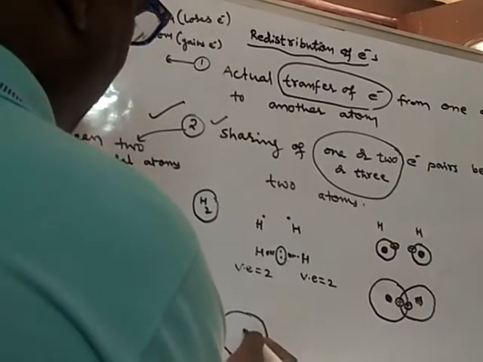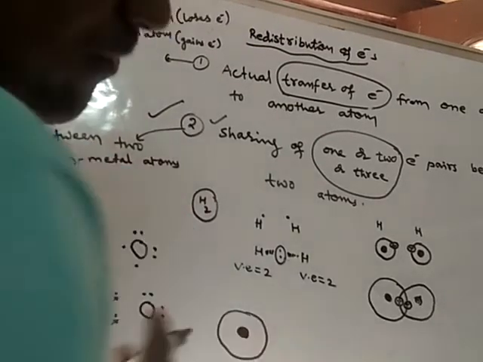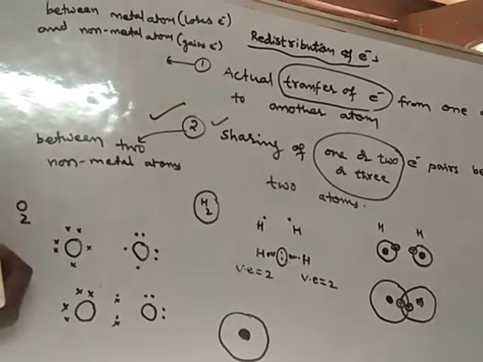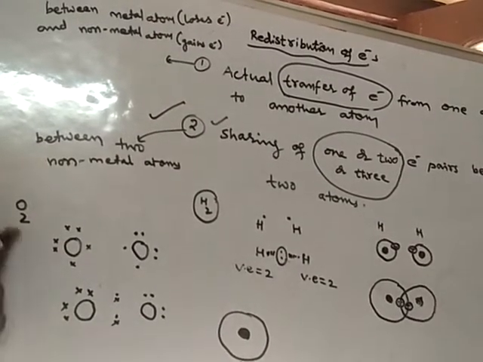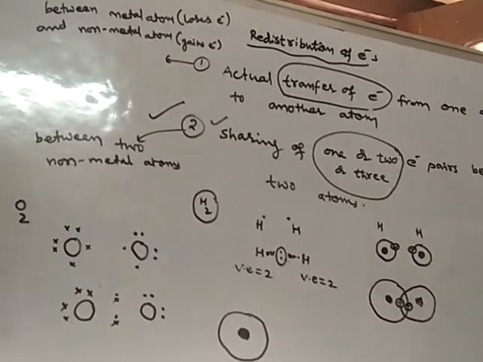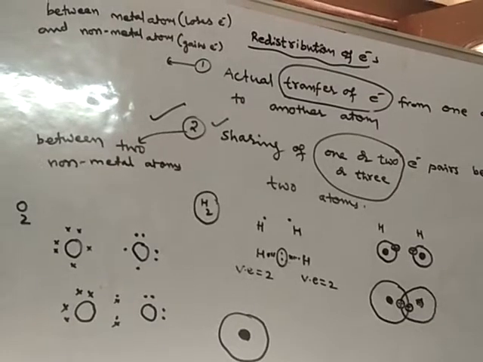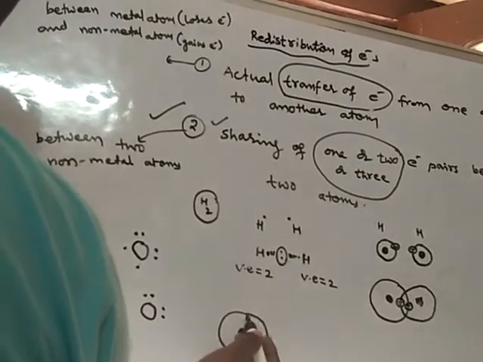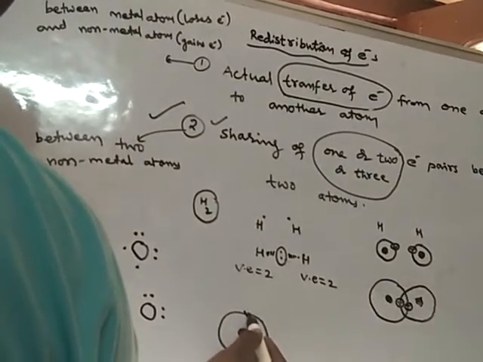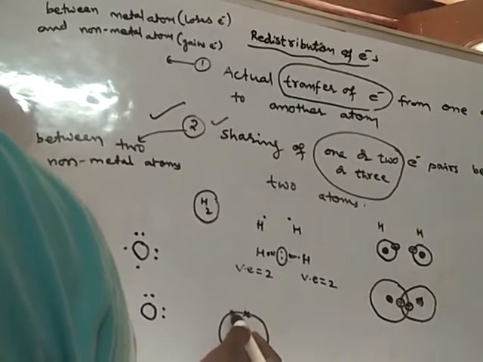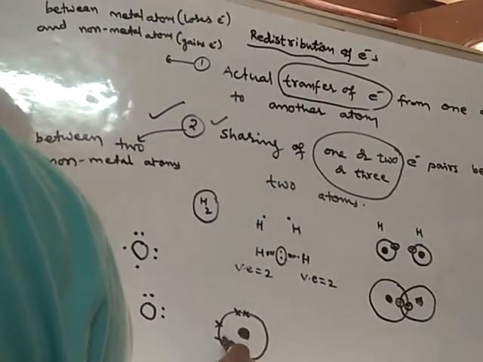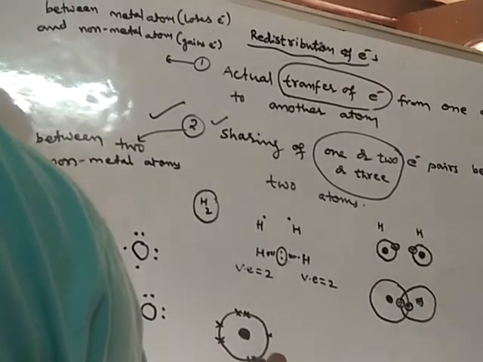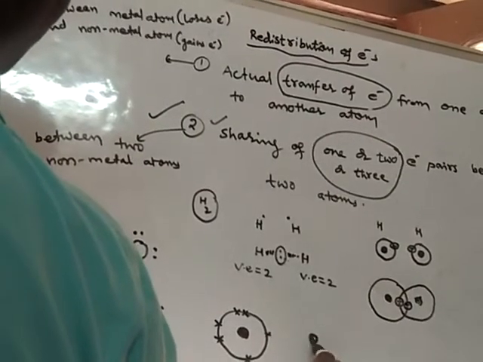See, because of lack of space I am using only the nucleus and valence electrons. There are inner electrons also, because in the oxygen atom the configuration is 2, 6, so 8 electrons are there. So I am not drawing inner electrons, I am drawing only the outermost orbit electrons. So this oxygen atom is having how many electrons? 1, 2, 3, 4, 5, 6, and this oxygen atom also is having 6, and the other oxygen atom also is having 6.